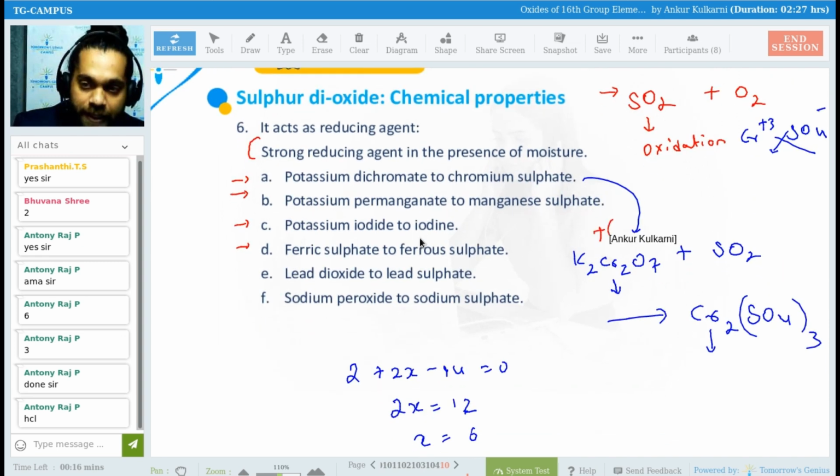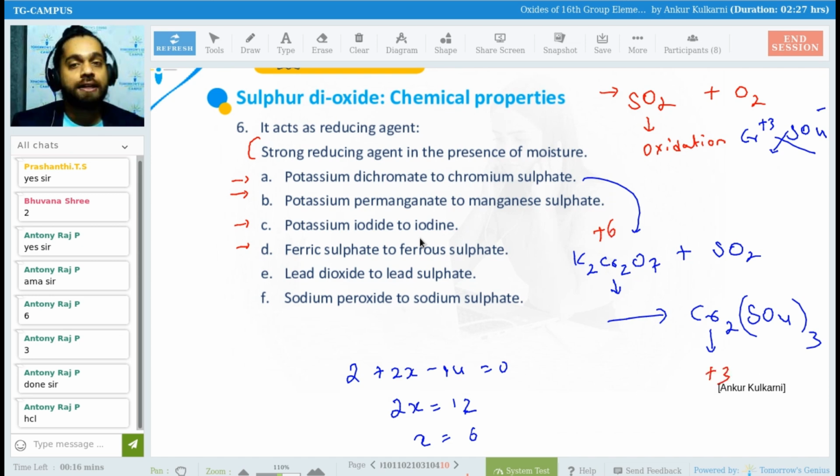Is it oxidation or reduction? Plus 6 to plus 3. Come on, tell me. Yes, correct, Kevin. Prashanti, Sadhana, plus 6 to plus 3: is it oxidation or is it reduction? Yes, perfect. It is a reduction.